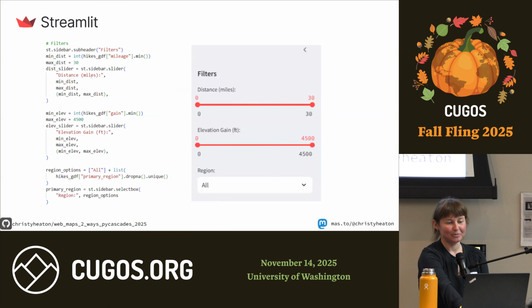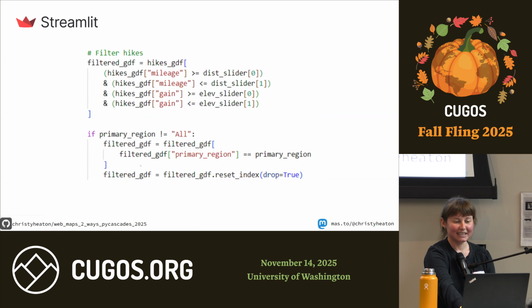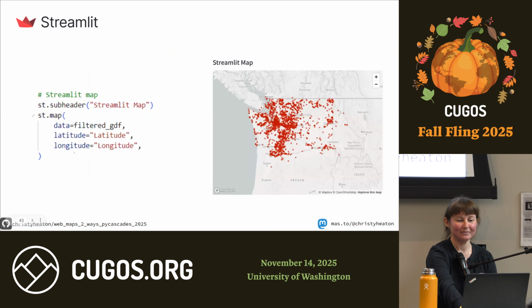Again, I'm just using Streamlit methods to say like, hey, I want some filters in a sidebar, and I want them to be the distance and elevation, and I want my region dropdown to have all the region options in it. And then we need to have some code in here that actually filters our geodata frame by the values that the user has specified in the filters.